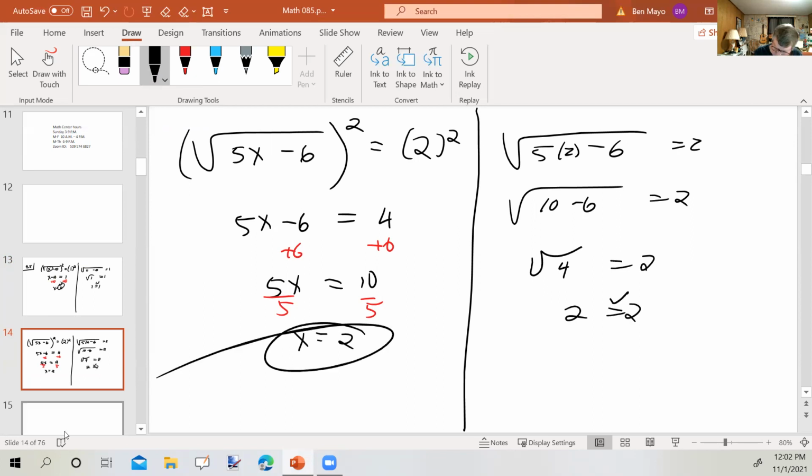And we get the correct solution. It checks also, 2 equals 2. This doesn't always have to be the same number as the solution, but in this case, it turned out that way.